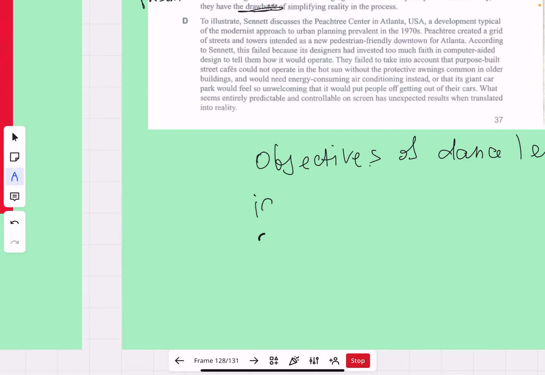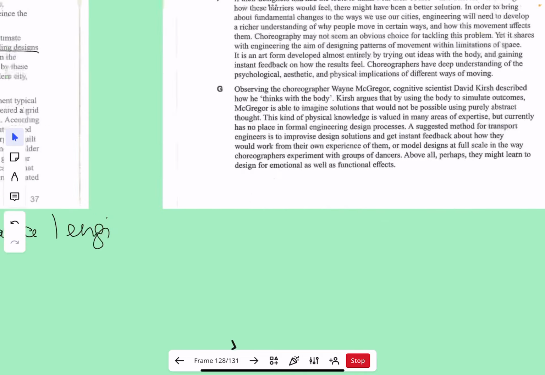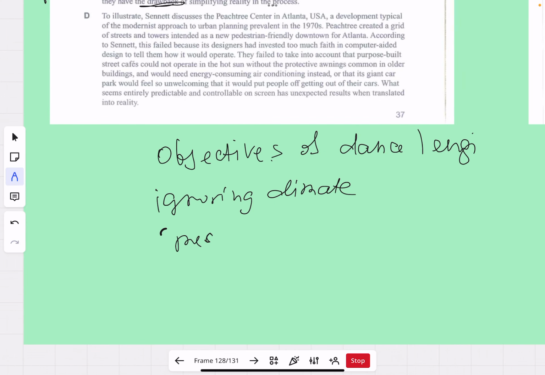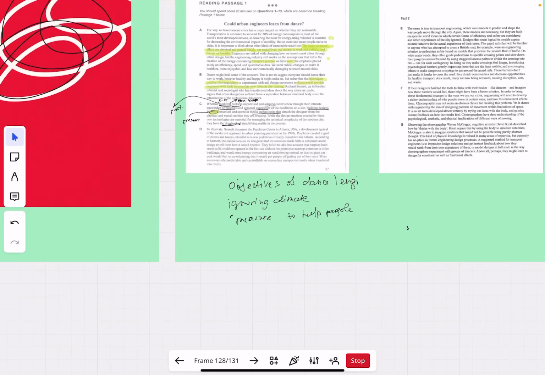Ignoring climate. And last one, measures to help people. This one, I'm looking for the three things.